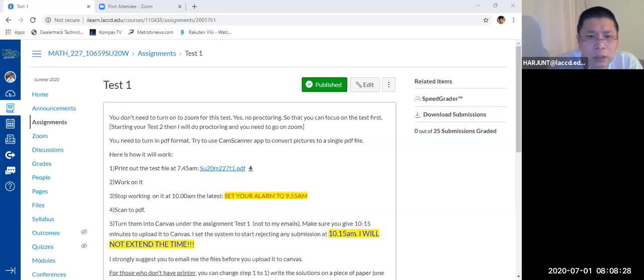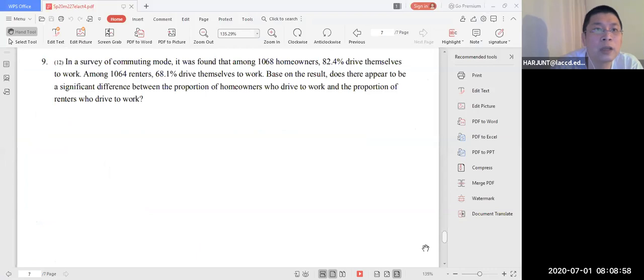Actually, I would like to mention something about your old tests. When you study from my old tests, let me use this as an example. This is one of the tests I gave in spring. Do you see these small numbers I put next to the question here? This is question number 9, and this question is worth 12 points.